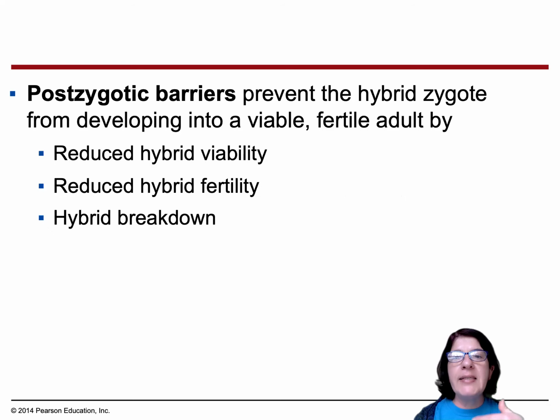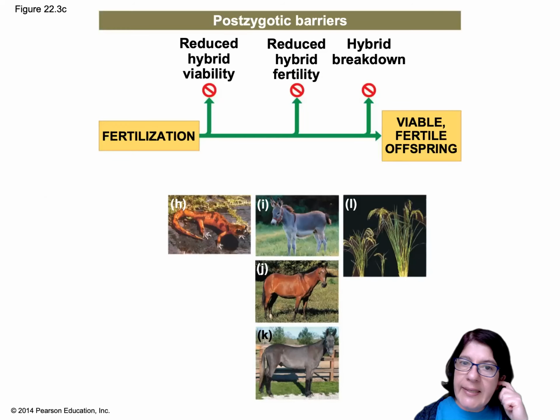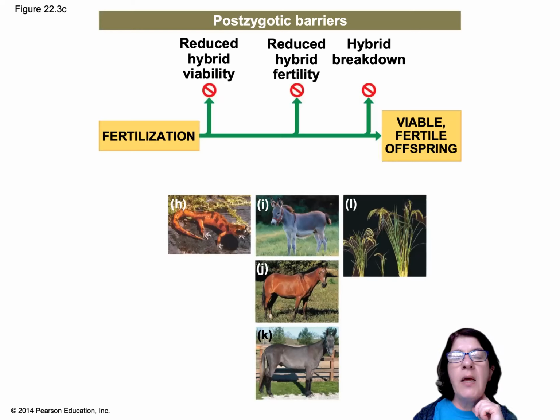Postzygotic barriers prevent the hybrid zygote, formed from two different species, from developing into a viable and fertile adult, either by reducing its viability, so it cannot survive long enough to reproduce, or, if it does survive, by reducing its fertility, so it is not able to produce gametes itself, and also by hybrid breakdown. An example of reduced hybrid fertility are mules, which are crossed between a horse and a donkey. Mules are actually very robust, they live long, and they're useful to humans, but they're not able to leave any offspring.